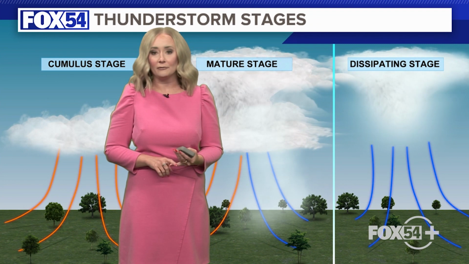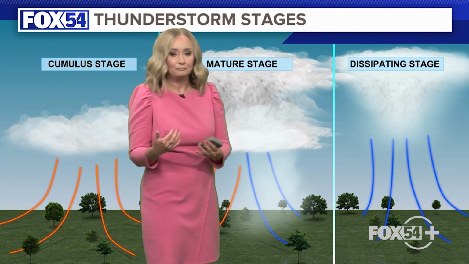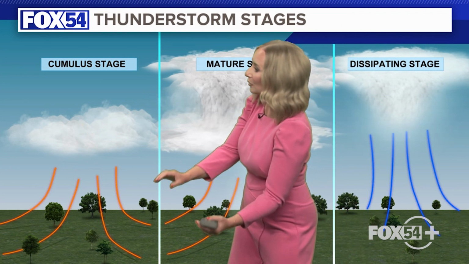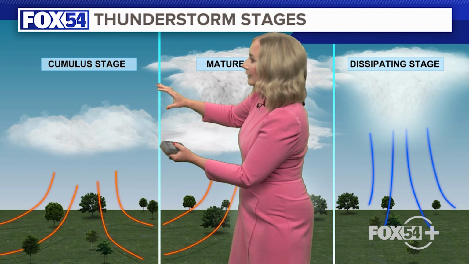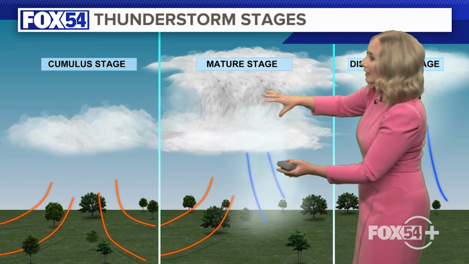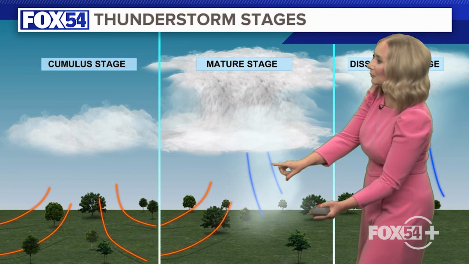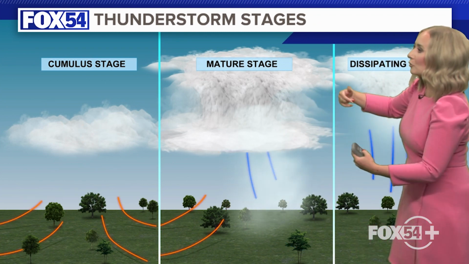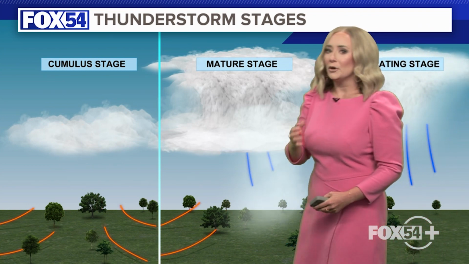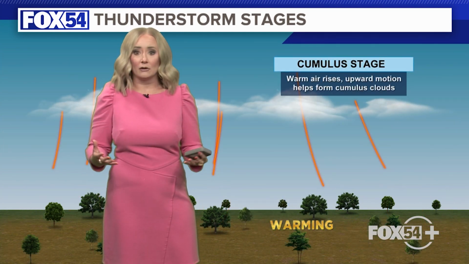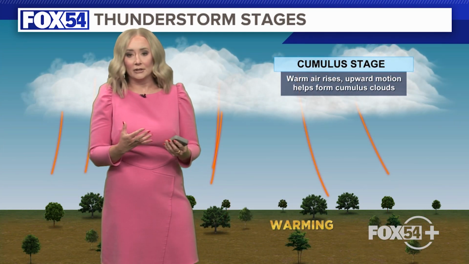So we have three different stages that we go through when we have thunderstorm formation. The first is the cumulus stage, where we have the warm air rising into the air, and that creates that initial cloud. Then we have the mature stage. This is when we have the warm air going in, the rainfall coming out, and then of course we have the dissipating stage, which is where the thunderstorm starts to decrease in strength, and of course it will gradually move out of the area.